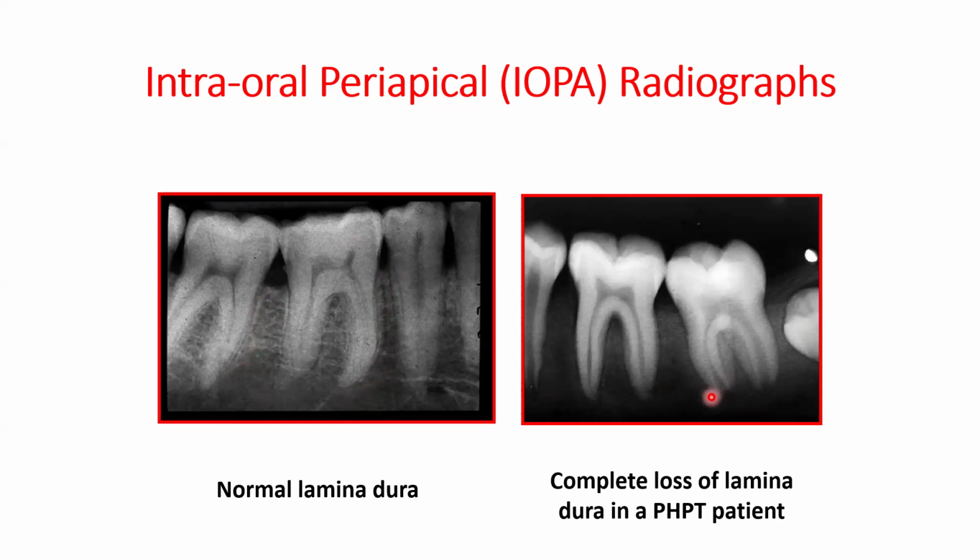This is the same picture in a patient with primary hyperparathyroidism. You see the bone is almost eroded, completely eroded. And where is this white line? As if it's erased completely. So this is complete loss of the lamina dura. Is it clear?